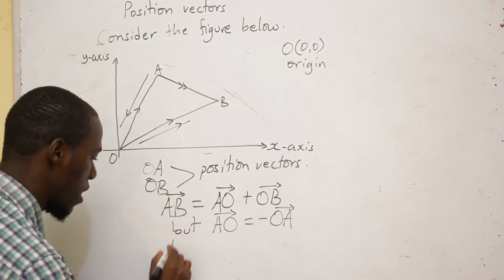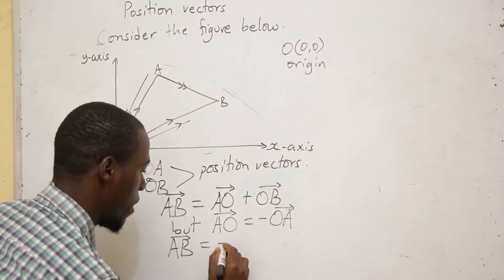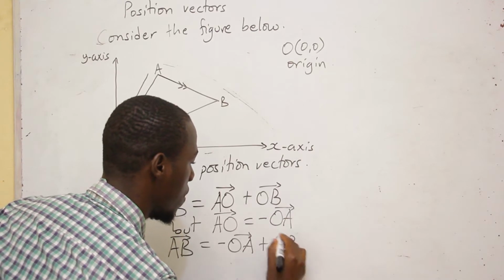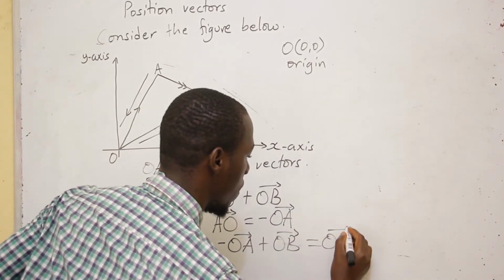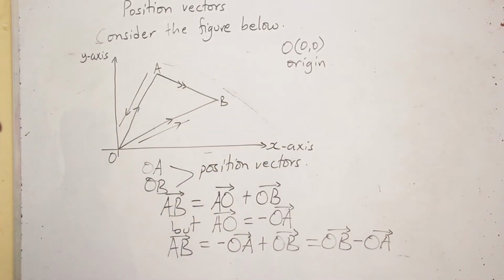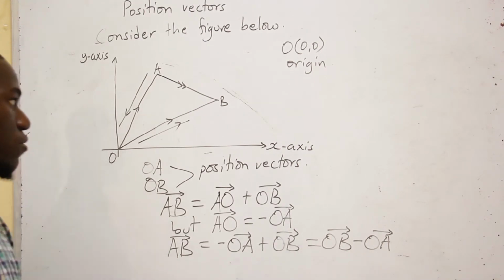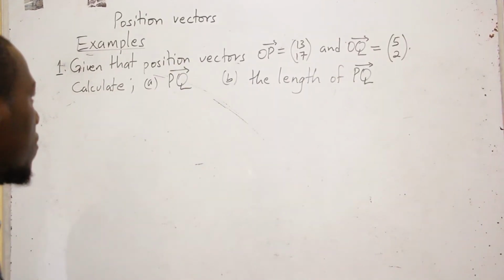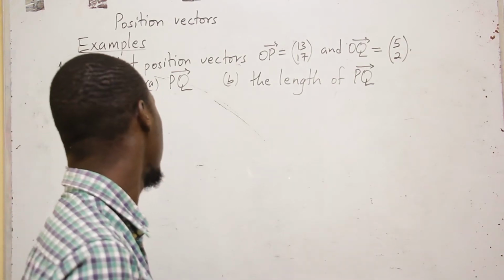Then substituting here again, the AB is going to be equal to my negative OA plus my OB, which I can rewrite as OB minus the OA. So in our examples, we are going to be employing such a formula to solve them. Example 1: given position vectors, OP has that and the OQ has that.